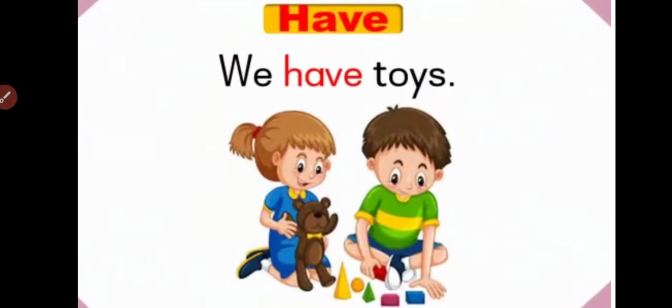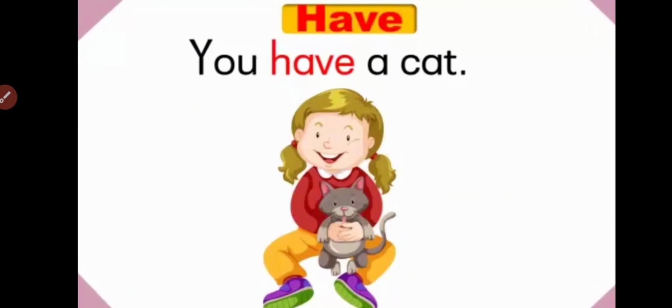Examples: we have toys. So here we stands for plural, so we will use have here. You have a cat. You always stands for plural. That's why we will use have here.